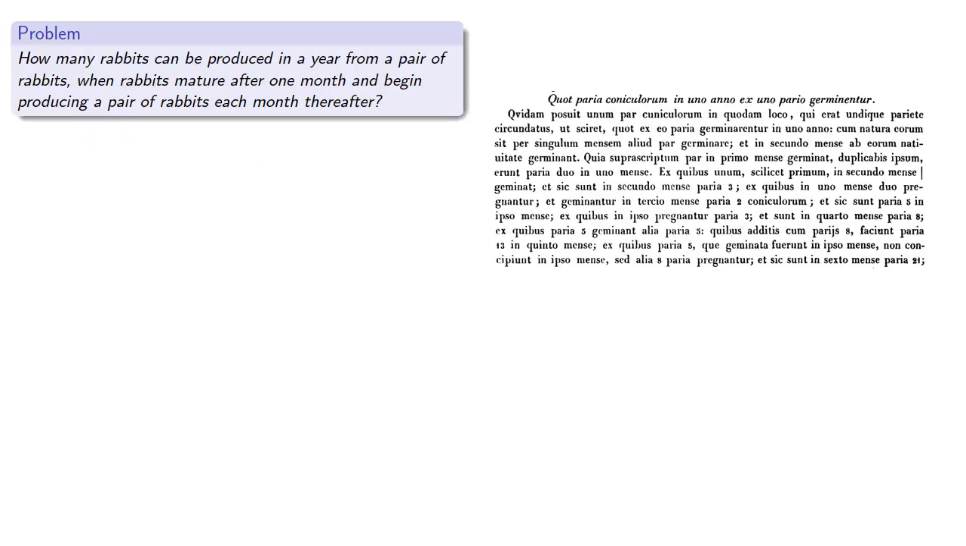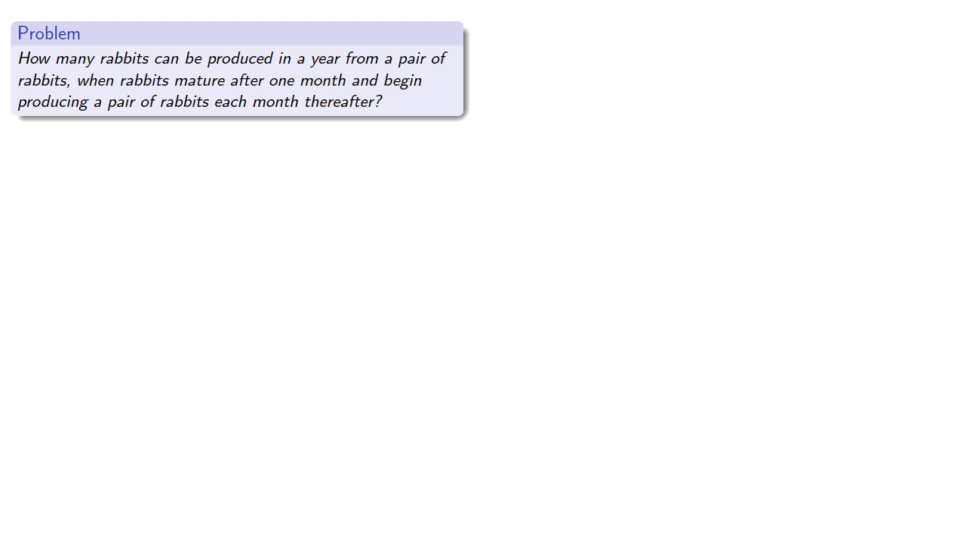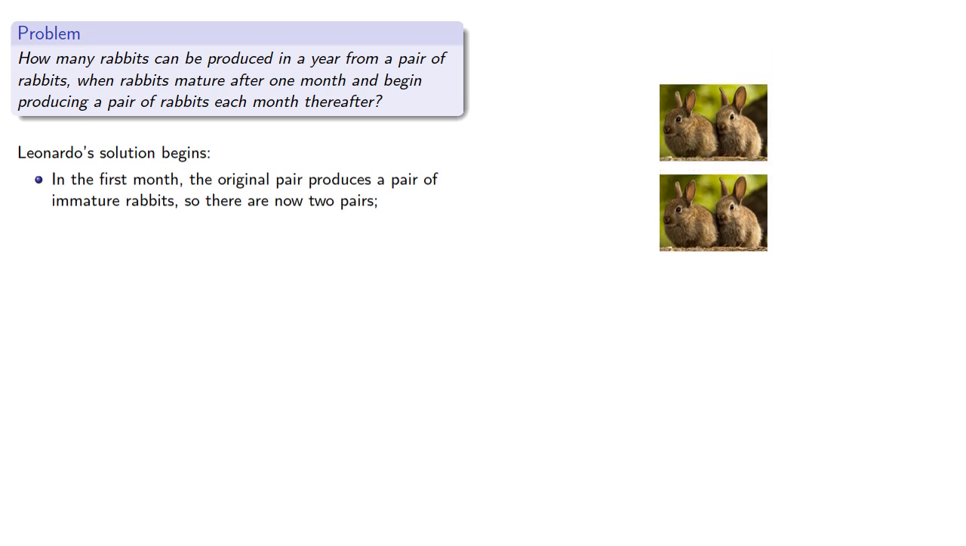So if you don't read Latin, the translation is something like the following: how many rabbits can be produced in a year from a pair of rabbits when rabbits mature after 1 month and begin producing a pair of rabbits each month thereafter? Leonardo's solution begins, in the first month, the original pair produces a pair of immature rabbits, so now there are two pairs.